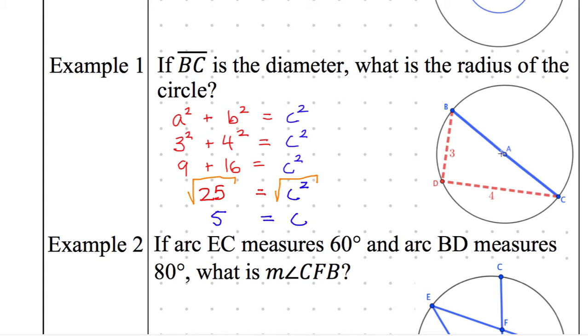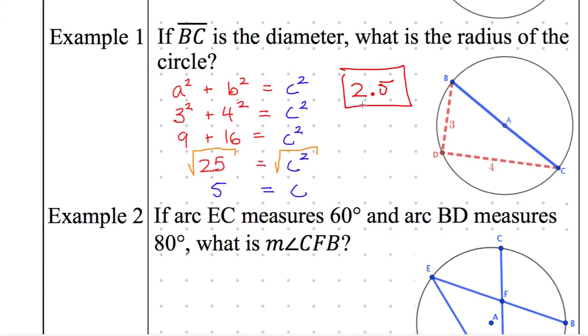But that's not what we're looking for. We're looking for half of that length. We're looking for the radius of the circle. So half of 5, and the answer is indeed 2.5. Thank you, Ellery. Thank you, India. 2.5. Box it.